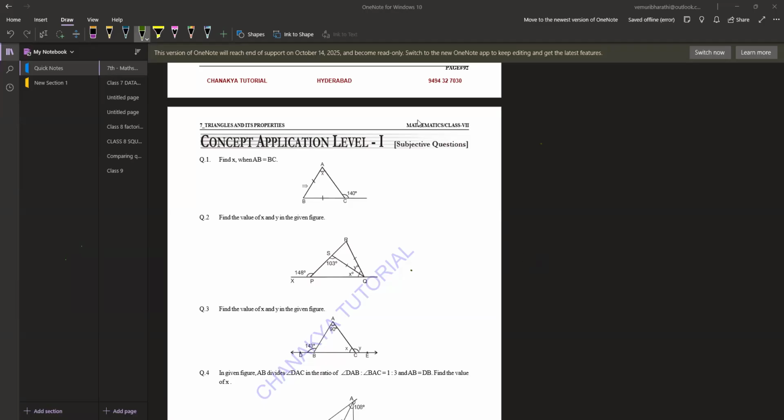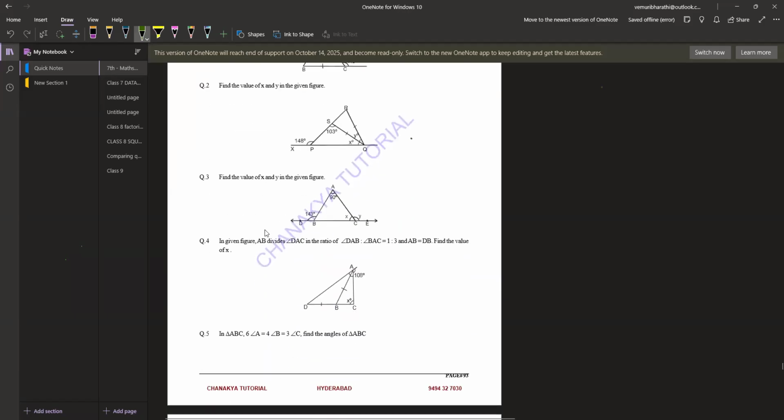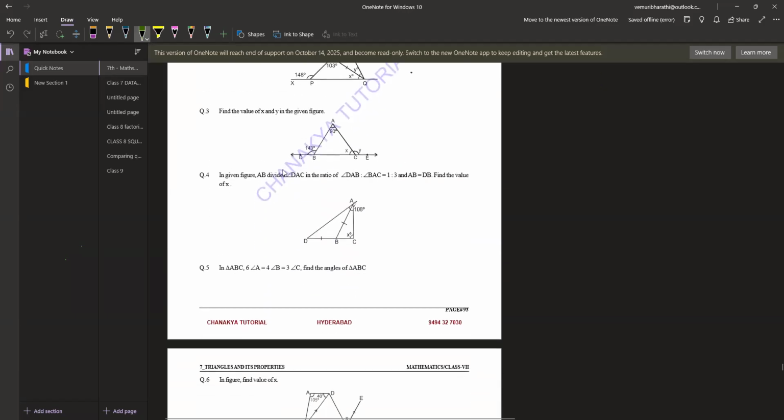Okay. Ruhika, next, third question, I'm going with the Ruhika explanation. Let me see. Find the value of x in the figure. Ma'am, to find x, we need to zoom into this part. It's enough for you. Can I zoom it more so you're able to see?